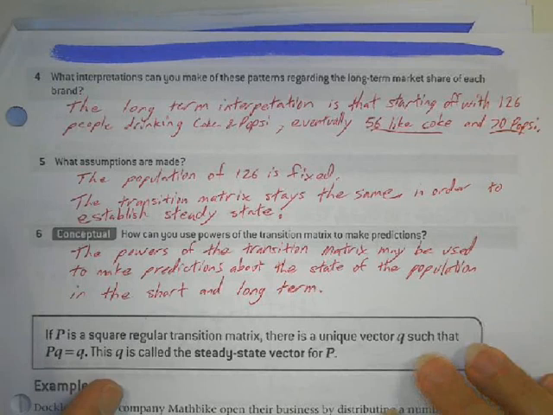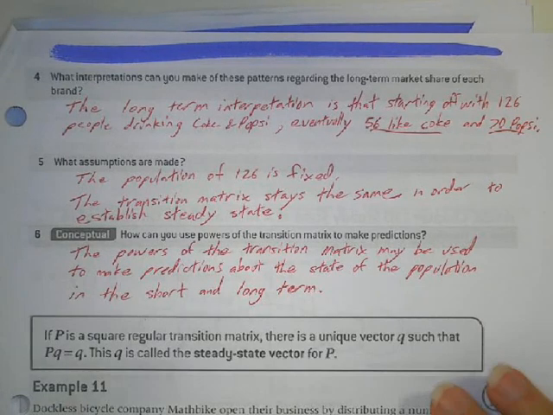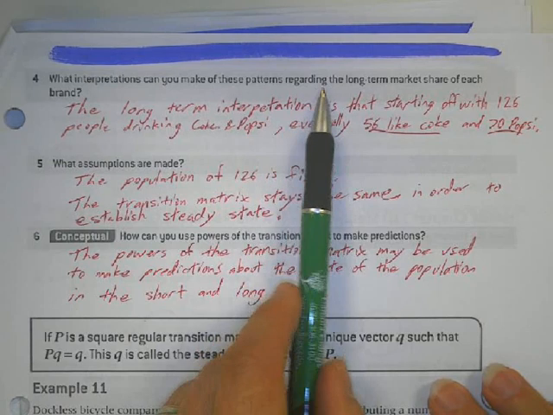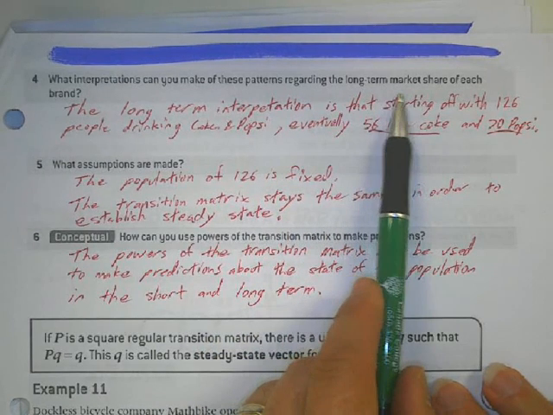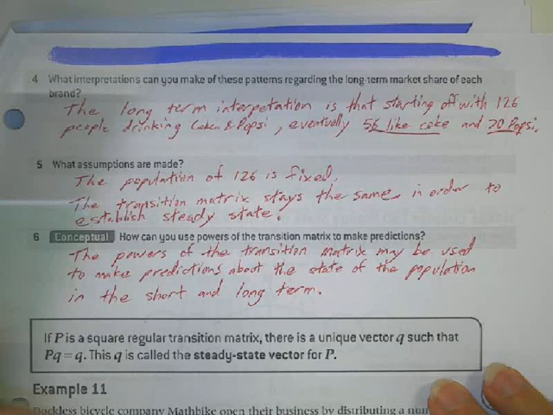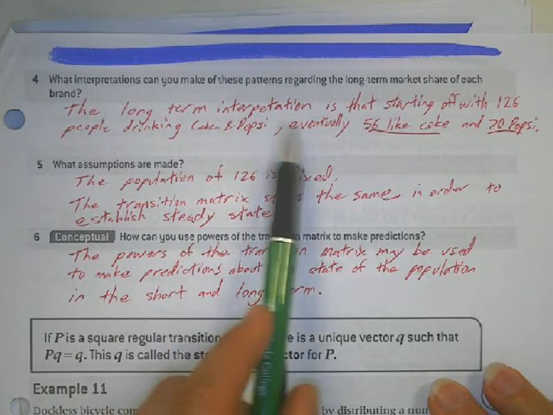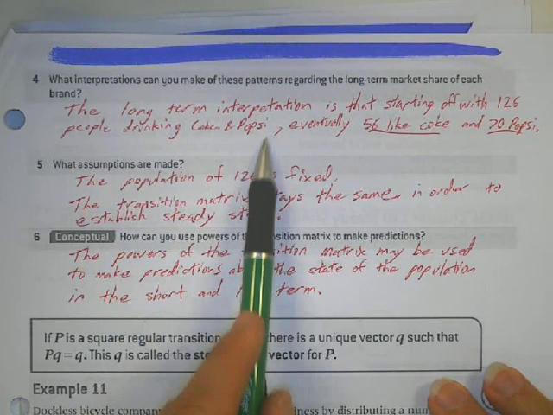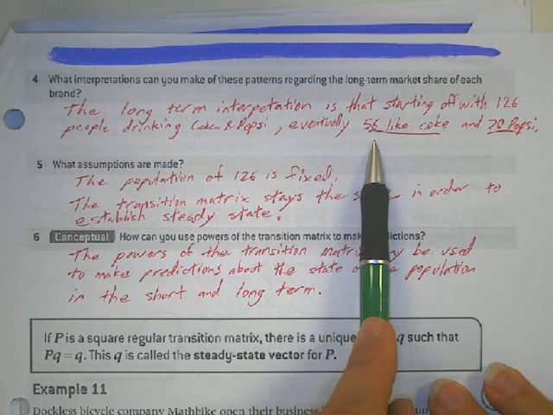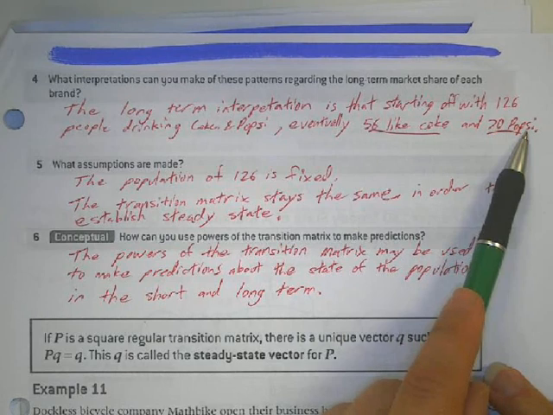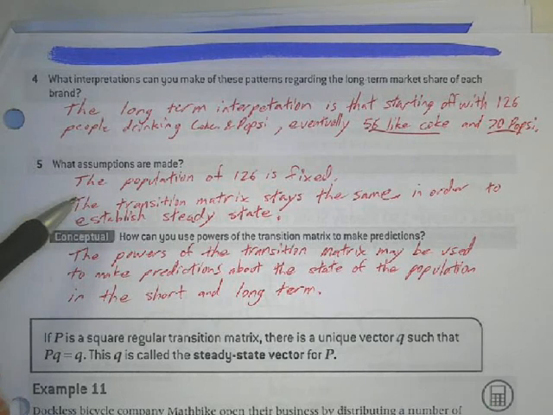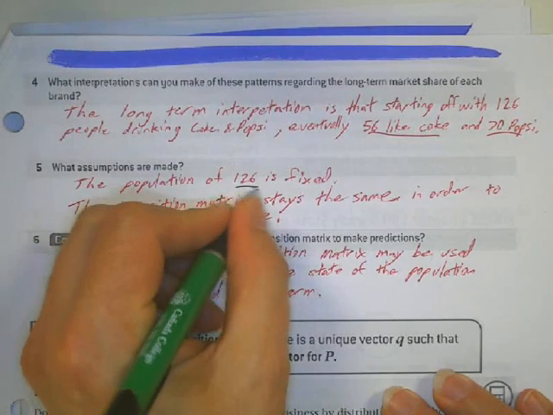Number 4. What interpretations can you make of these patterns regarding long-term market share? So basically, our long-term interpretation is that starting off with 126 people drinking Coke and Pop C, eventually 56 will like Coke and 70 will like Pop C, and they'll just be that way forever. So what is this assuming?